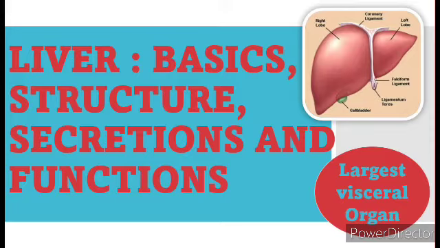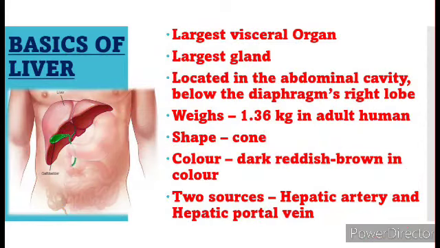Now let's learn what is a liver and what it is doing in our body. Liver is the largest visceral organ. That is, it is the largest gland in our body. It is located in the abdominal cavity, exactly below the diaphragm's right lobe. It weighs about 1.36 kg. It is shaped like a cone, and its color is dark reddish brown.